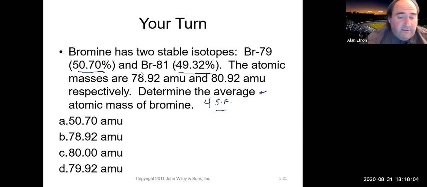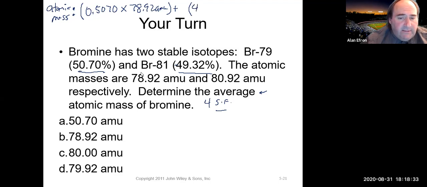So what we basically need to do is just follow our little formula there. So our atomic mass would be our first isotope. And here, I'm going to move the decimal. So that's going to be 0.5070, which is our 50.7% converted into a decimal, times the atomic mass of our first isotope. Again, we're going to add it. We're going to take the percentage of the next one. If you want an alternative, you could just go 49.32 and divide it by 100%. And that will move the decimal for you for the percentage part of it.